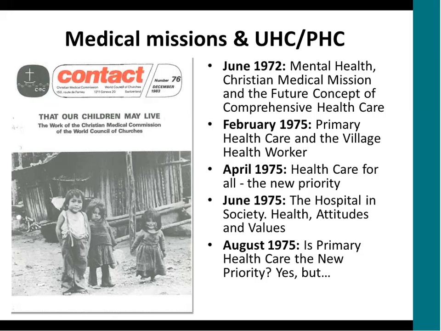Just looking at the titles of some of the issues that they had in the subsequent years, the future concept of comprehensive healthcare, as I mentioned, in June 72. In 75, they did a series on primary healthcare and the village health worker. Healthcare for all, the new priority, in April 1975, echoes of health for all, in fact pre-echoes, I guess, of health for all there. Health attitudes and values, the hospital and society, from June 75, and then August 75, is primary healthcare the new priority? And it was a question, yes, but.